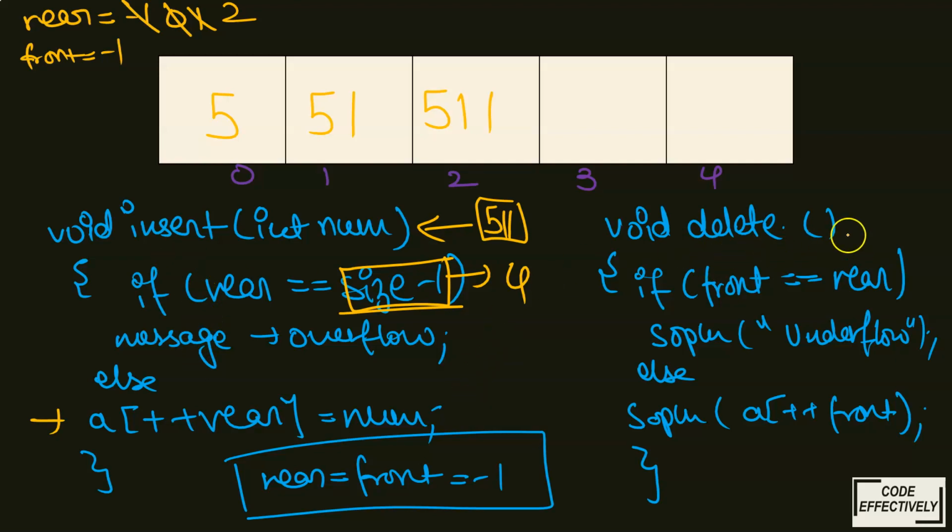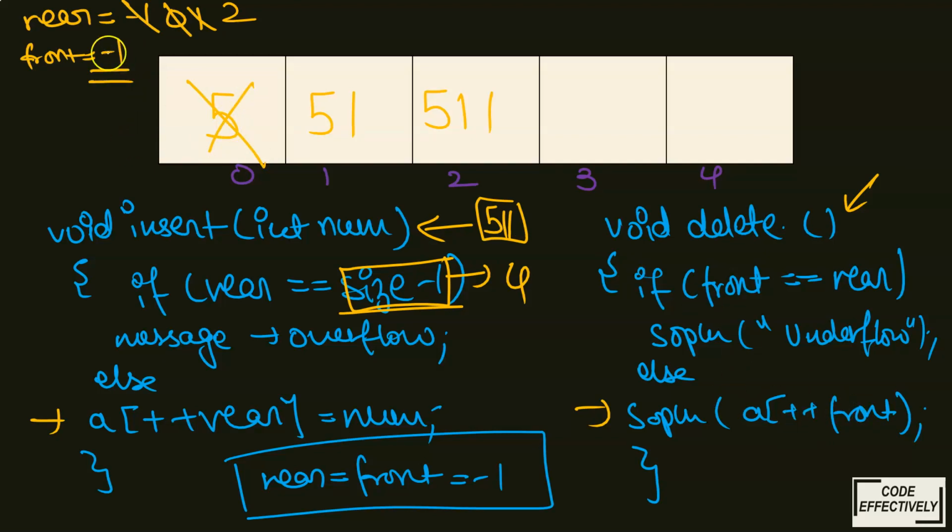Now I want to delete. I say delete the number. Now it will check first: front equal rear. What is the value of front? Minus 1. Minus 1 is equal to 2? Condition false. So it will go to SOPLN. It will say deleted element is A[++front]. So what will it delete? It will delete 5. It will scrap off 5. And we will increase the value of front.